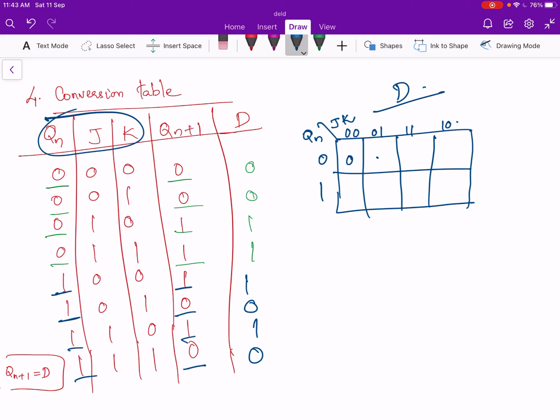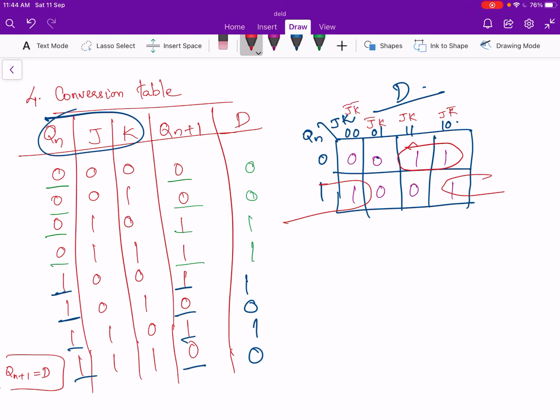So we can mark zeros and ones in the KMap. So it is 0, 0, 1, 1, 1, 0, 1, 0. Now we can do the grouping. So these 2 can be grouped and these 2 can be grouped. And this is JK, this is JK bar, this is J bar K and this is J bar K bar.